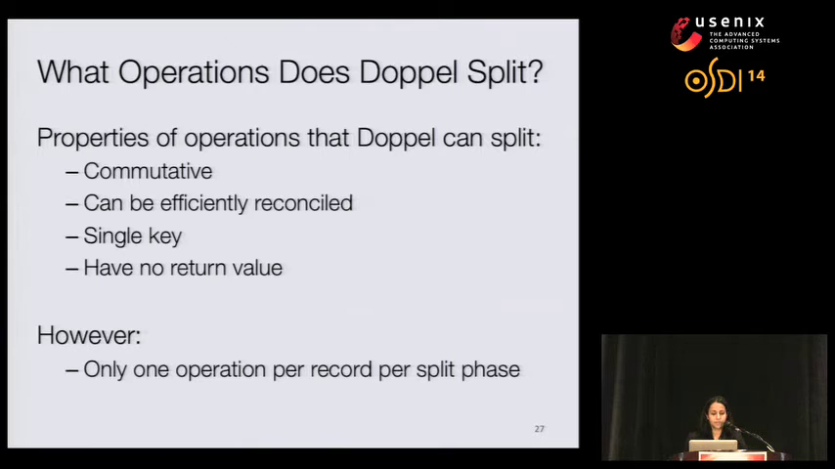They're not strictly necessary. The single key restriction doesn't affect functionality, since applications can compose many operations together into a transaction. However, another limitation of our system is we only allow one type of operation per record per split phase. So if x is split and is seeing increment operations, then you can't apply any other type of operation to x, even if it's commutative, until the next split phase.